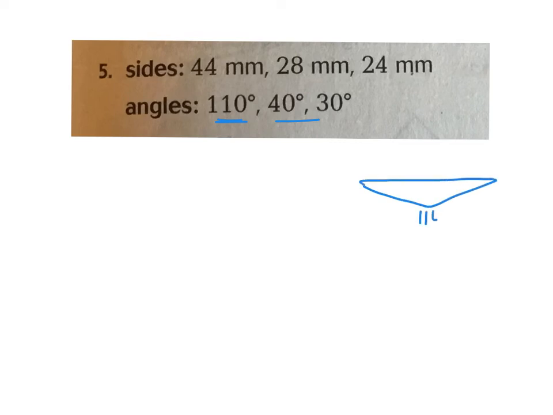So this would be my 110. This one would be 30. This one would be 40. Okay, so if all my angles are different, what was that classification? Okay, so far we know that this triangle is an obtuse triangle.